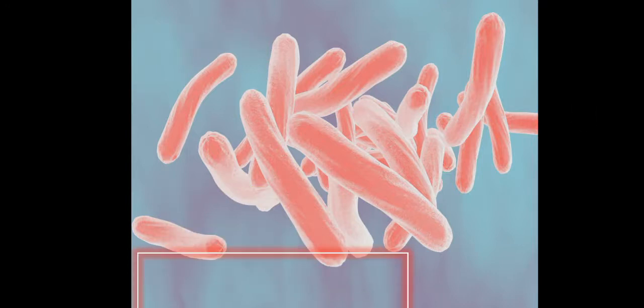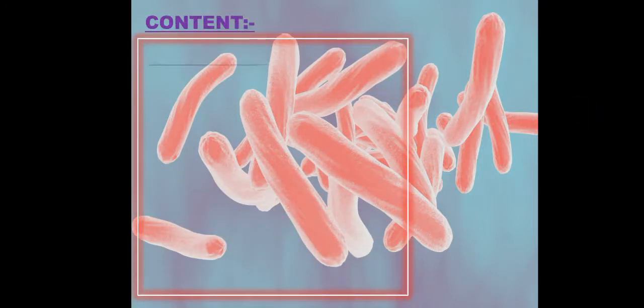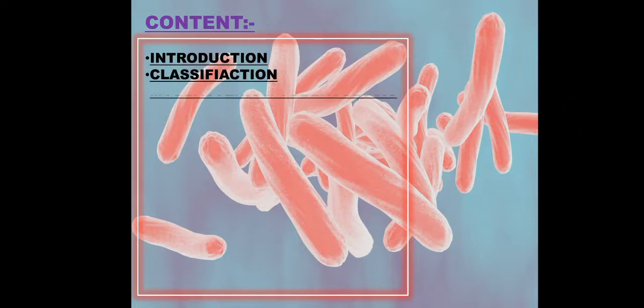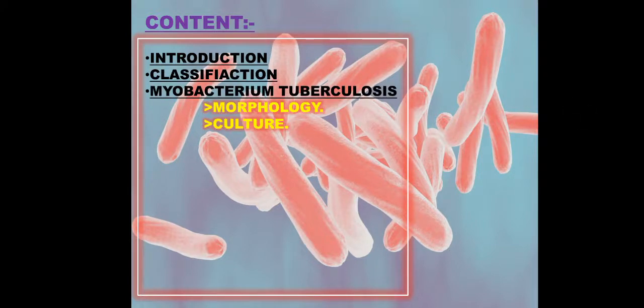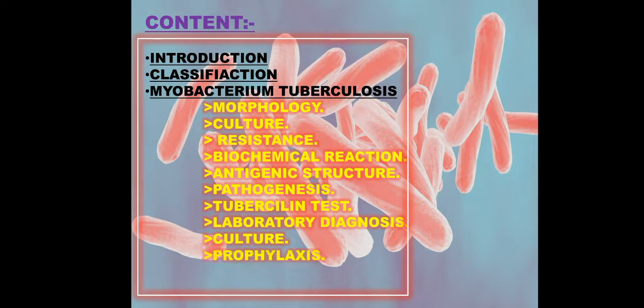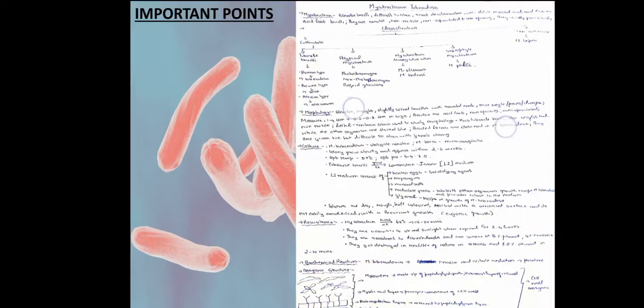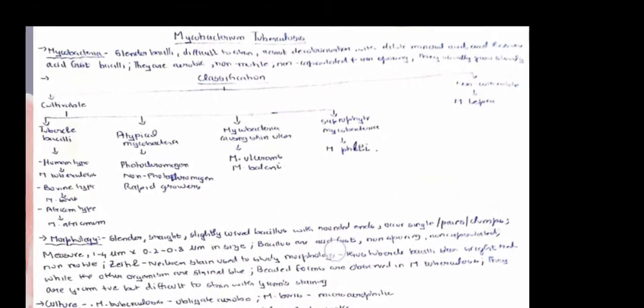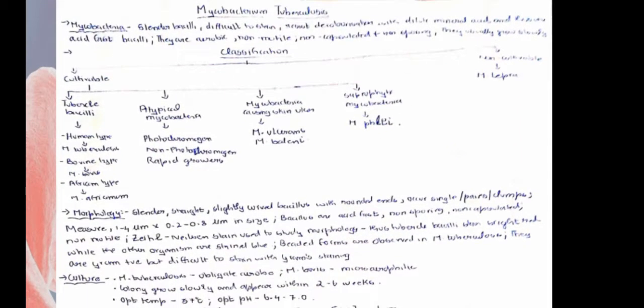So, coming to the minimum contents of today's class. The minimum contents will include introduction, classification, and Mycobacterium tuberculosis, which we will read about extensively. That is the morphology, culture, resistance, biochemical reaction, antigenic structure, pathogenesis, tuberculin test, laboratory diagnosis, prophylaxis, and treatment. So, coming to Mycobacterium tuberculosis in detail. In Mycobacterium tuberculosis, we will read about the introduction.